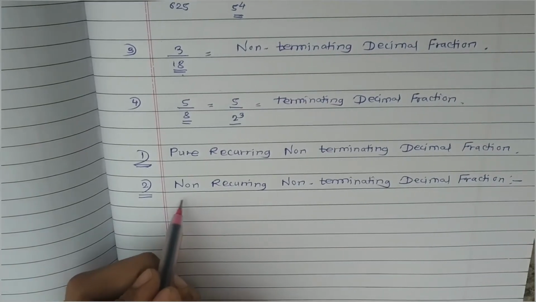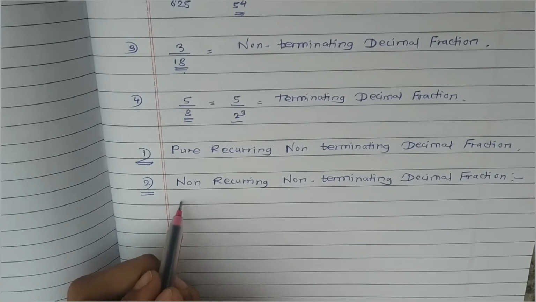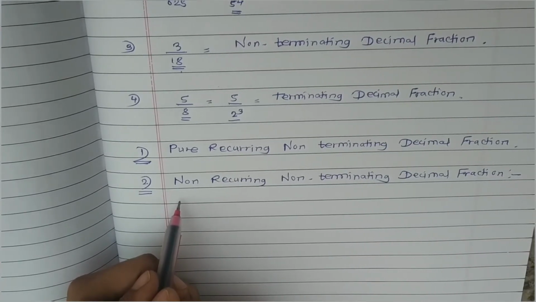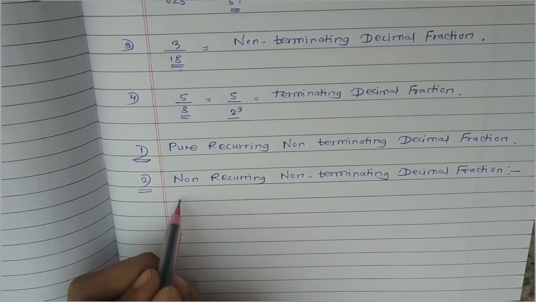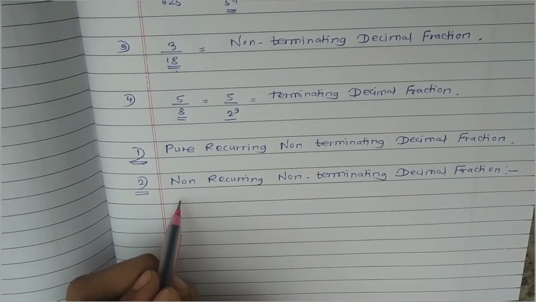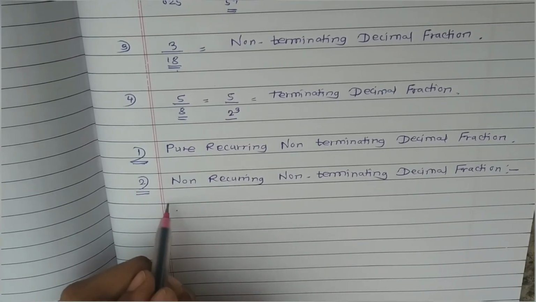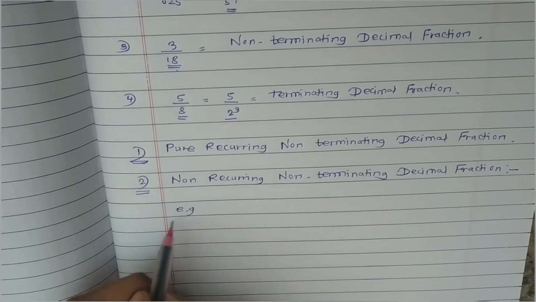Now we will discuss non-recurring non-terminating decimal fraction. What is the definition of non-recurring and non-terminating decimal fraction? A non-recurring non-terminating decimal is a number that continues endlessly with no group of digits repeating endlessly, and decimals of this type cannot be represented as fractions. They are irrational numbers.